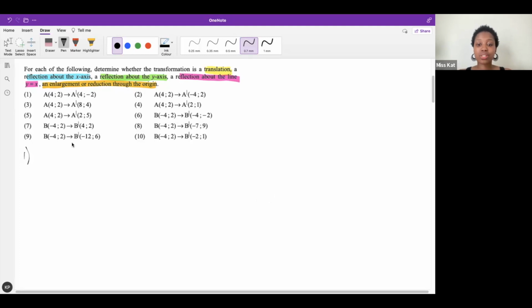Look at how the coordinates changed and try to remember how we would get there. Anyone have an idea? It went from 4, 2 to 4, -2.